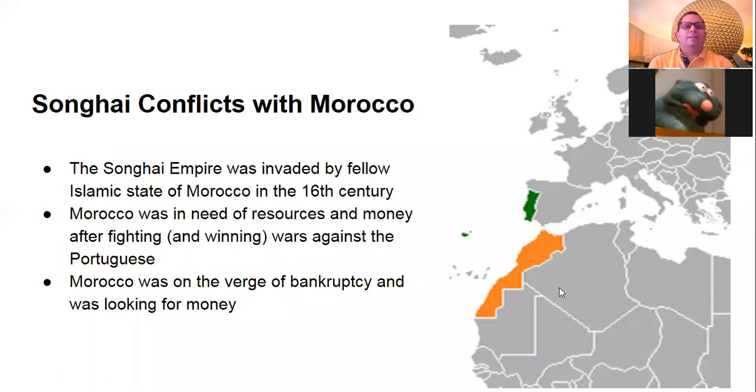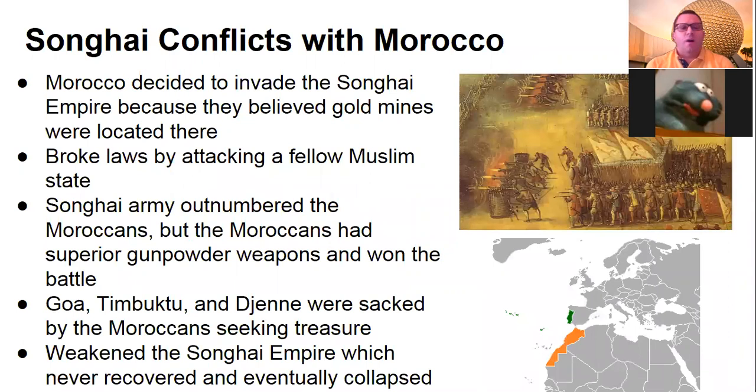The Moroccans wanted to take over Portugal because eventually their goal was to move into Spain and then on into Europe. But they were looking for money and resources, and so they turned to Songhai to gain all the different things that they needed. They were hoping to take over the gold mines, which they could then use to solve all of their financial problems. They do break a number of Muslim rules by attacking a Muslim state.